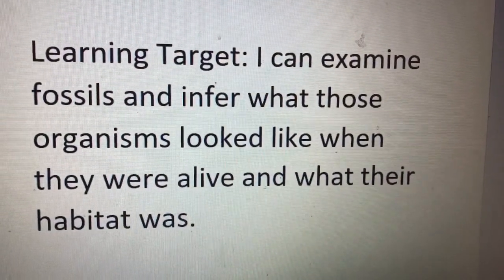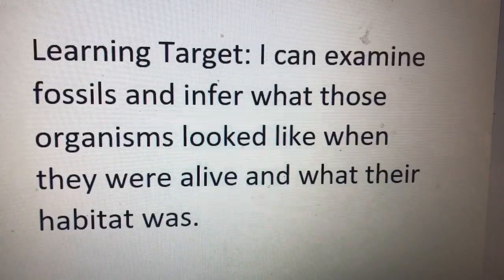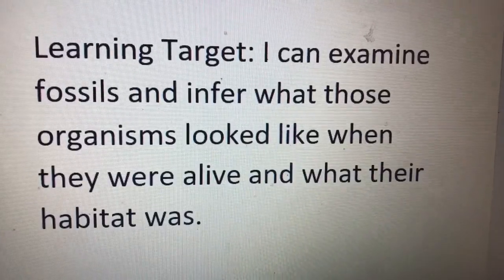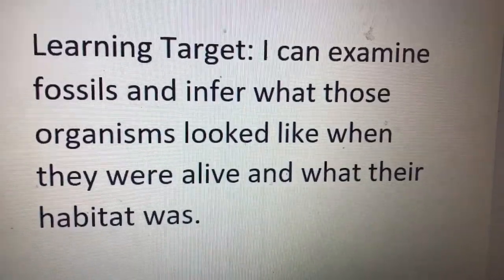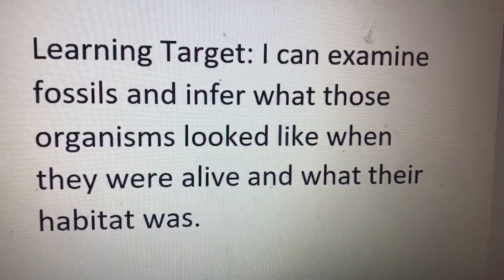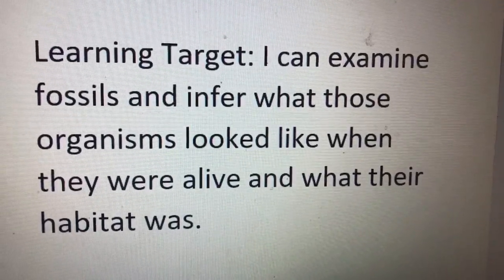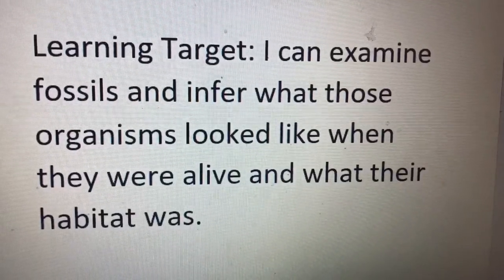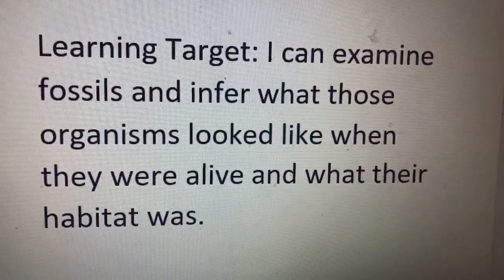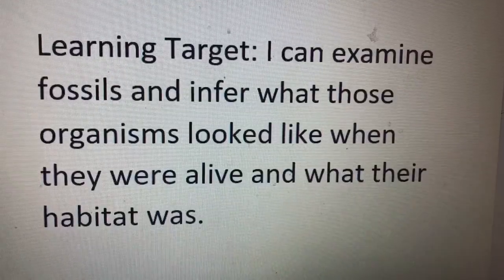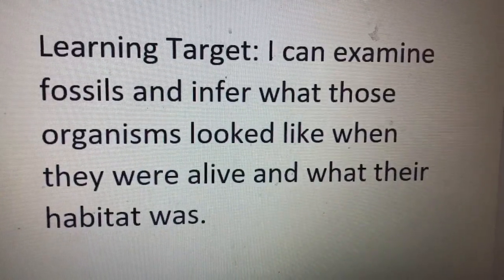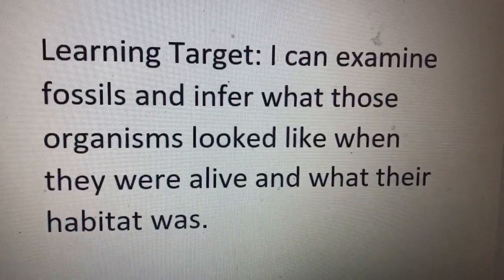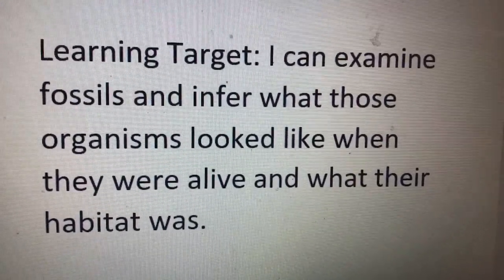So now that we finished that paragraph, let's look at our learning target. It says, I can examine fossils and infer what those organisms looked like when they were alive and what their habitat was. So did we do that? Yes, we looked at fossils and we talked about what they might have eaten, where they lived, what they looked like, right? Just by looking at those fossils. So I think we have reached our learning target. And if not, you can always go back, watch some of the videos, read the articles again, and keep looking at those organizers, and I'm sure you can figure it out.